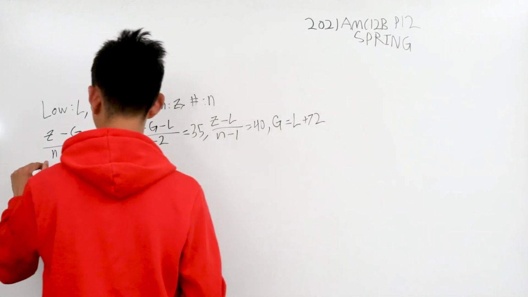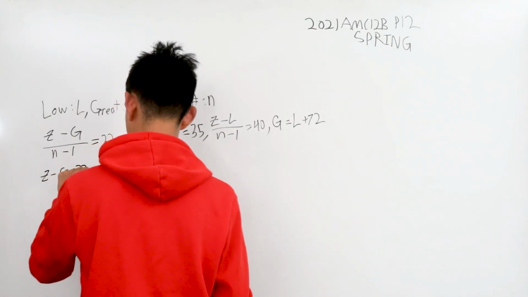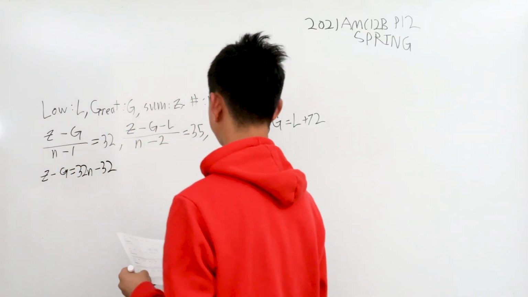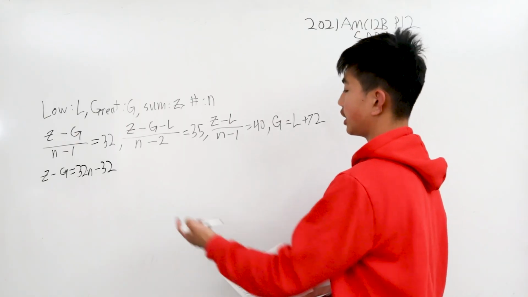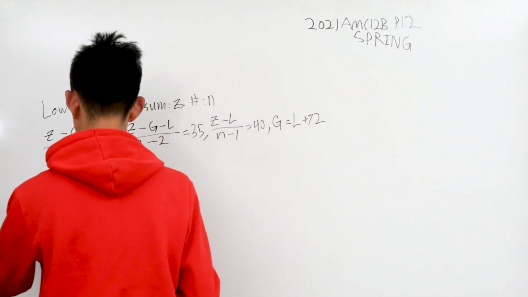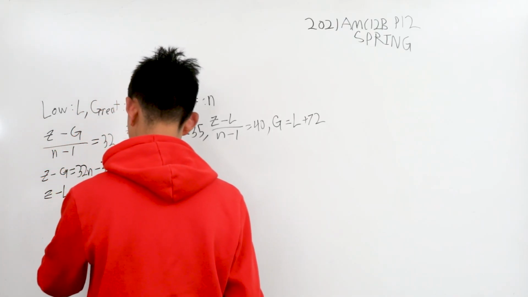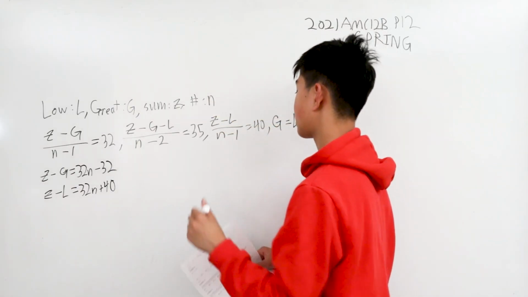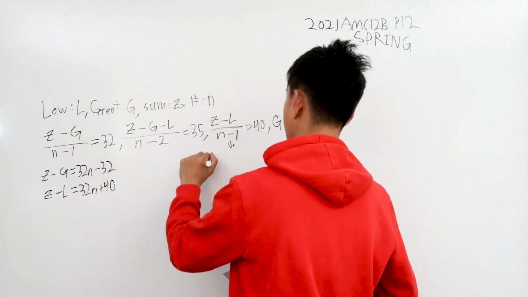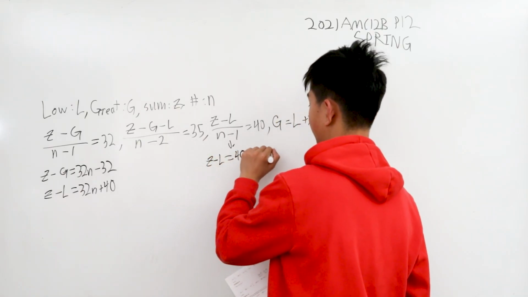Let's do this first one. Z minus G is 32n minus 32. We can see that you can plug in the value of G into this equation to get that Z minus L is 32n plus 40. Now we already have an equation for Z minus L. When we multiply the other one out, Z minus L is equal to 40n minus 40.